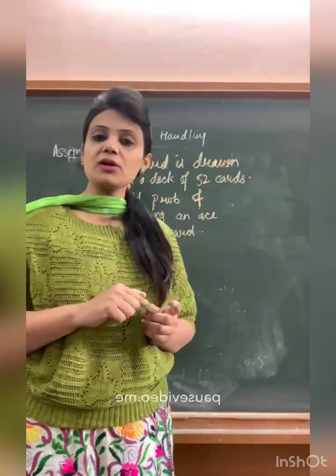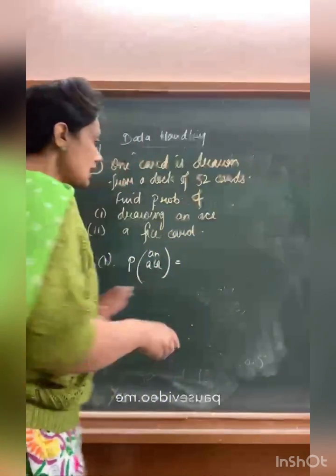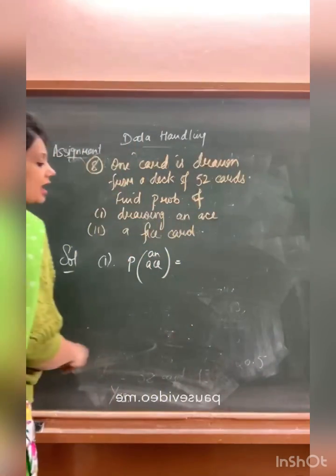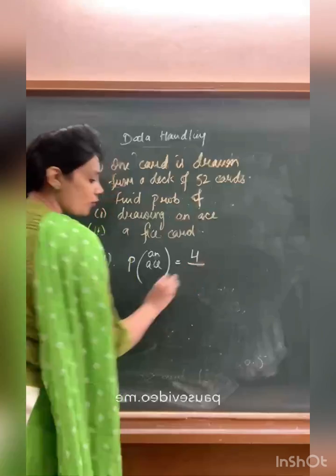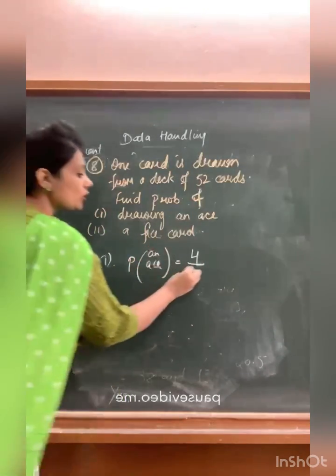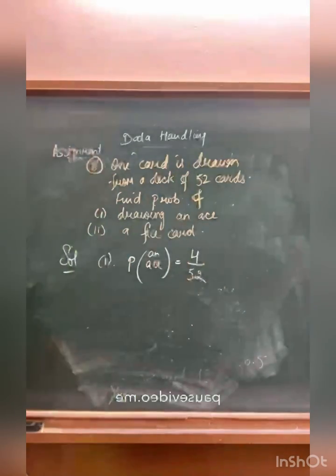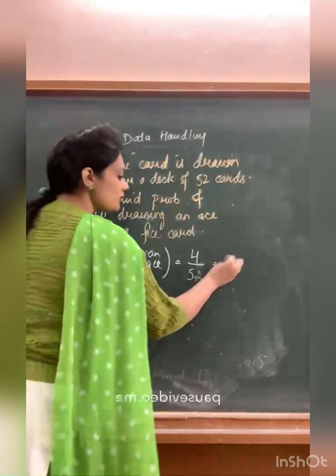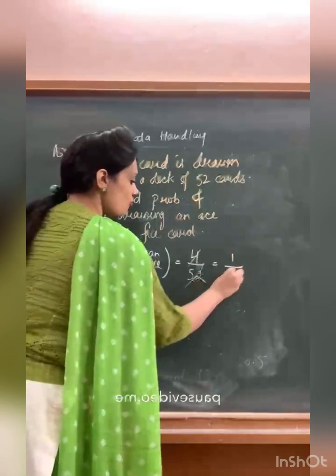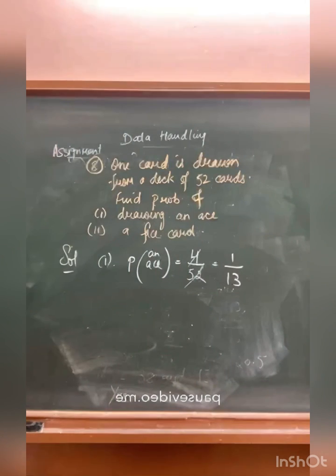How many aces do we have? 4. How many aces are there in the cards? 4. So 4 possibilities over total cards 52. So the answer is, we will cancel it, 1 over 13, right?